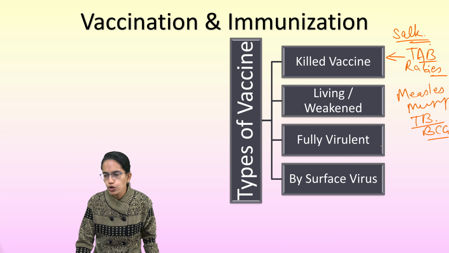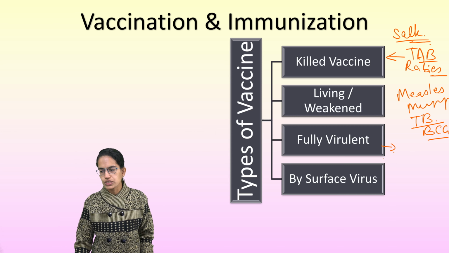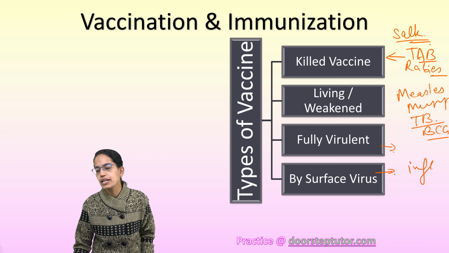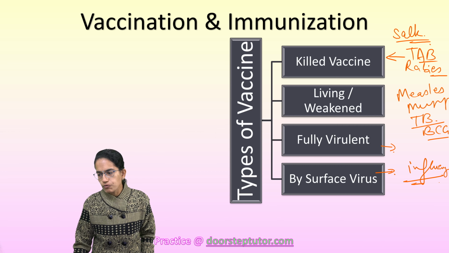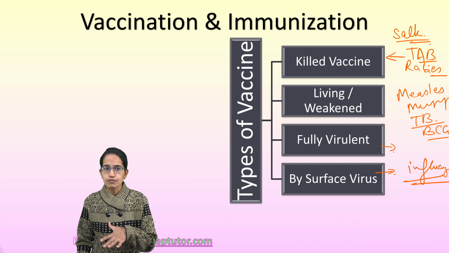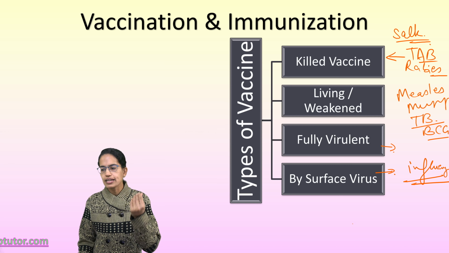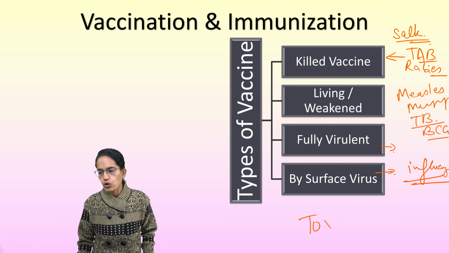The next is fully virulent vaccines, and then the surface vaccine. A good example of a surface vaccine is the influenza vaccine, made from purified surface molecules of the virus. And then there are also toxoids. What are toxoids?